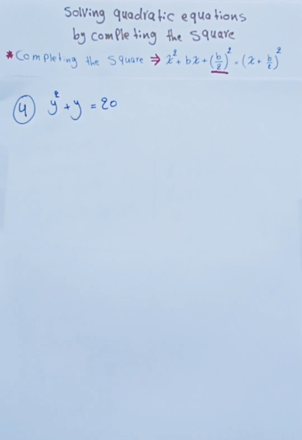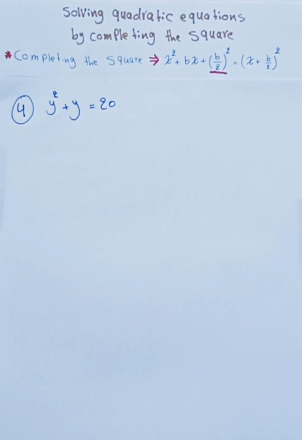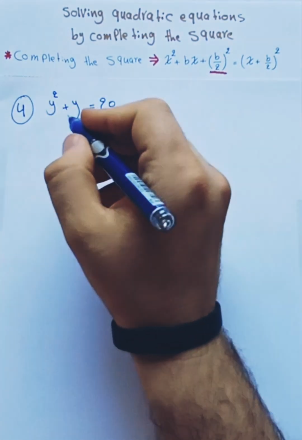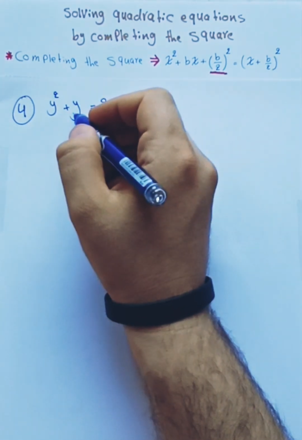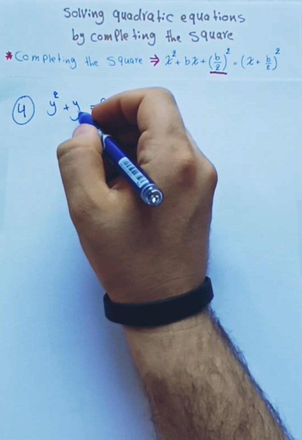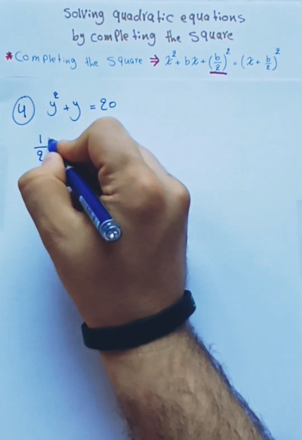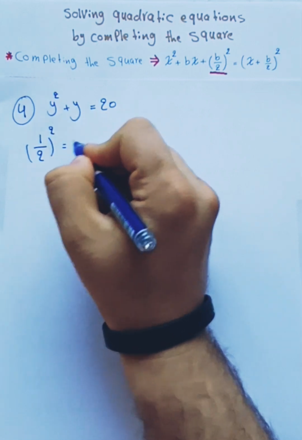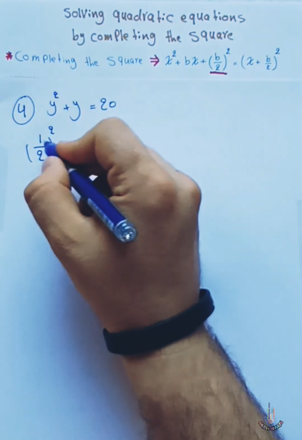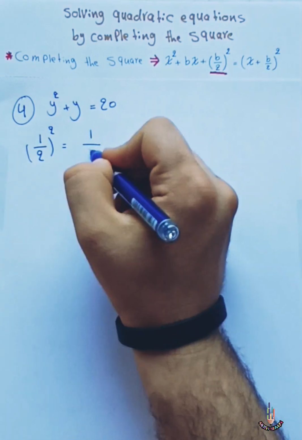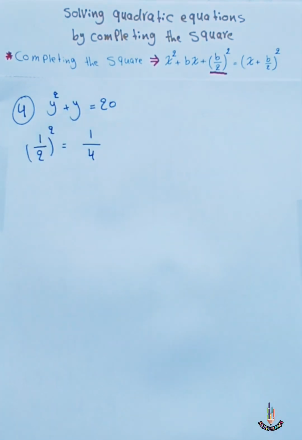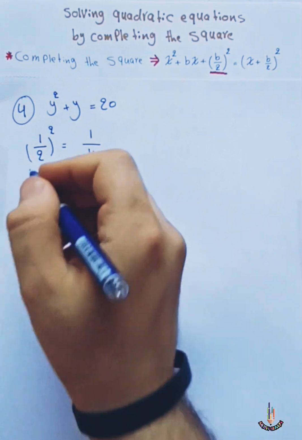Example number 4, we have y squared plus y equal to 20. We have to rewrite this equation as a perfect square, so you have to find the value for the third term. The coefficient for y is 1, so you have to take 1 divided by 2 and then square it. So 1 times 1 is 1, 2 times 2 is 4. You have to add 1 out of 4 to both sides.